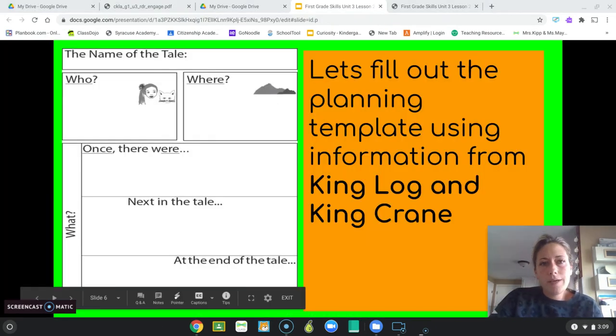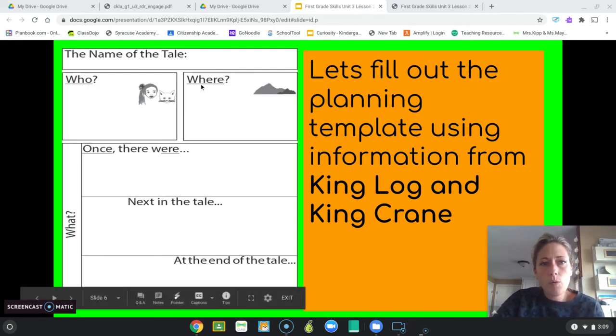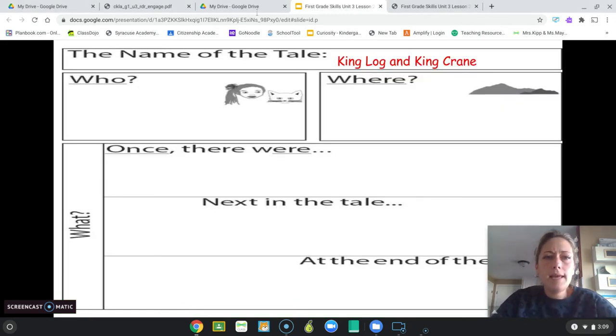As we listened to King Log and King Crane, we listened for the who, where, once, next, and in the end to tell us what happened in the story in the right sequence. So let's fill out this planning template using information from King Log and King Crane. The name of the tale is King Log and King Crane was the title of our fable.